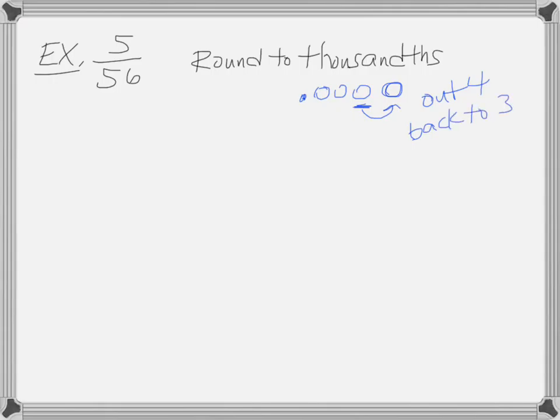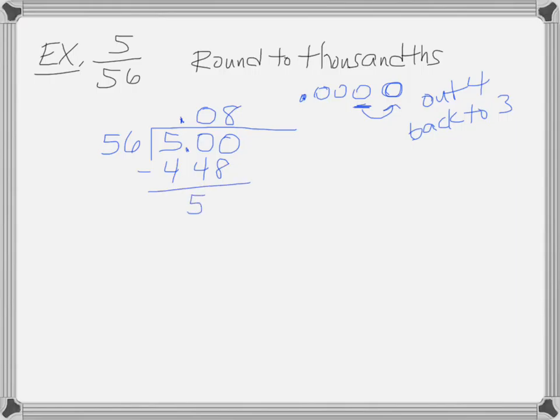It's top divided by bottom. 5 divided by 56. 56 won't go into 5. 56 won't go into 50. So we'll do 56 into 500. That goes 8 times, and you can use your calculator to figure that part out. 8 times 56 is 448. And when you subtract that, you get 52.